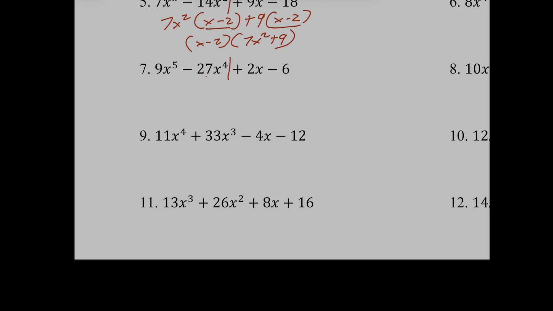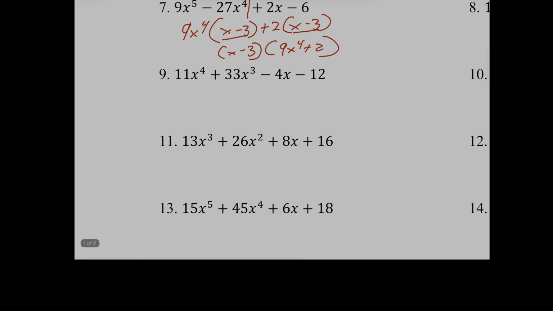Isn't it beautiful? Okay, let's go on to number 7. Boom. I see between the 9 and the 27, I can pull out a 9, and you always pull out the lowest power of the variable, so x to the 4th, and I'd be left with an x minus 3. Let's look at the other one. I can pull out a positive 2. What's left over? An x minus 3. And look at that. They're the same. Isn't it beautiful? Isn't it lovely?